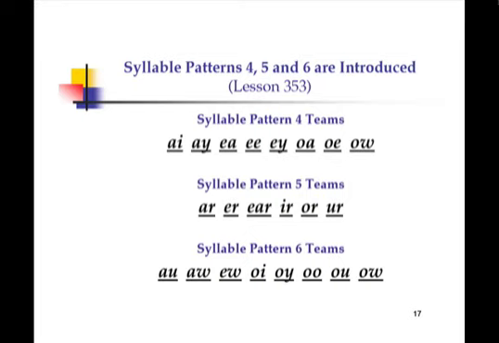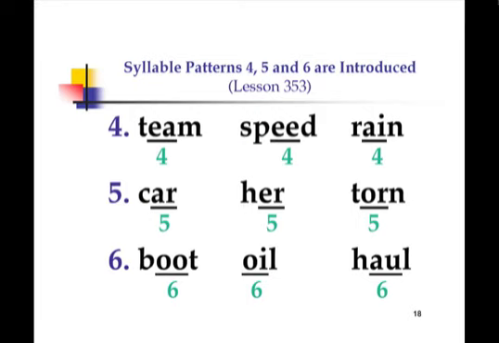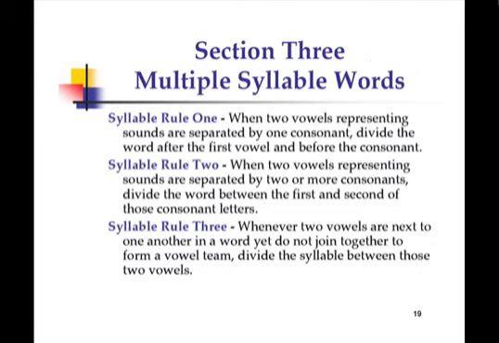Syllable pattern 4 is when 2 vowels join together and form a team. The first vowel represents its long sound. Syllable pattern 5, a vowel plus R join together and form a team. And syllable pattern 6, 2 vowels join together, form a team, but in this instance the first vowel does not represent its long sound. And Lesson 353 is an illustration of syllable patterns 4, 5, and 6.